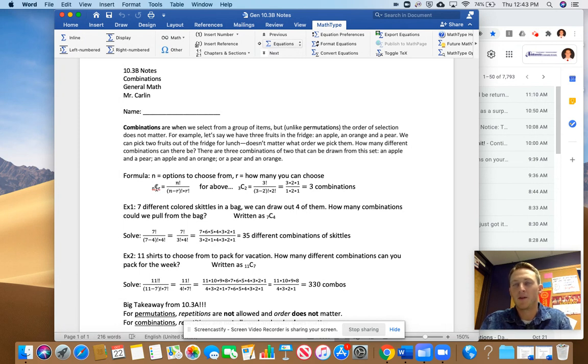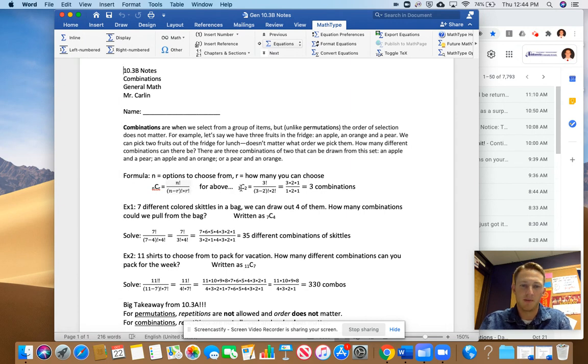So remember, the factorial of 4 would be 4 times 3 times 2 times 1. So we have the factorial of n, so that's the total amount of options, and then n minus r factorial, and r is how many you get to choose. Again, we have a reminder up here. The difference here is that we also multiply by r factorial.